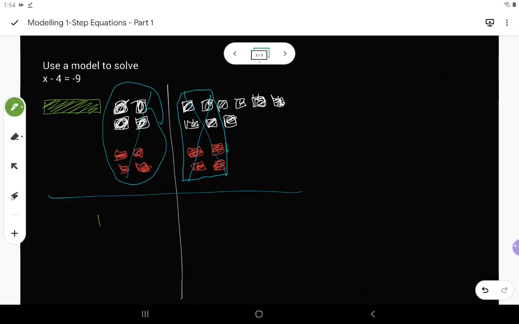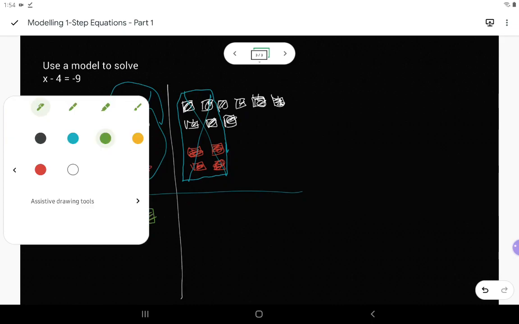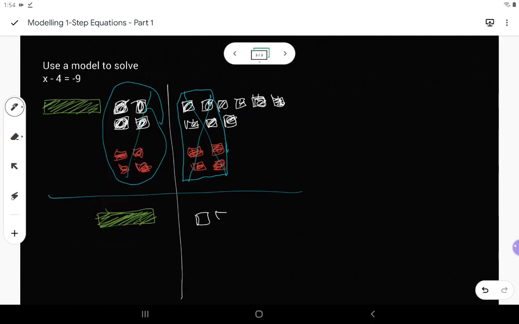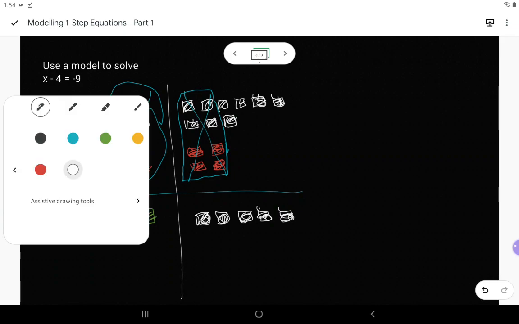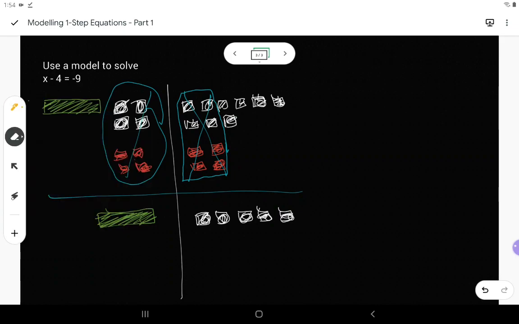And now we're going to look at what's left over. I've got my X, and then on the right-hand side, there are still 5 of my 1s left over. Okay, these ones, because they're colored in white, represent a -1. So I now have X is equal to -5. Okay? And that's how we solve these types of equations using models.